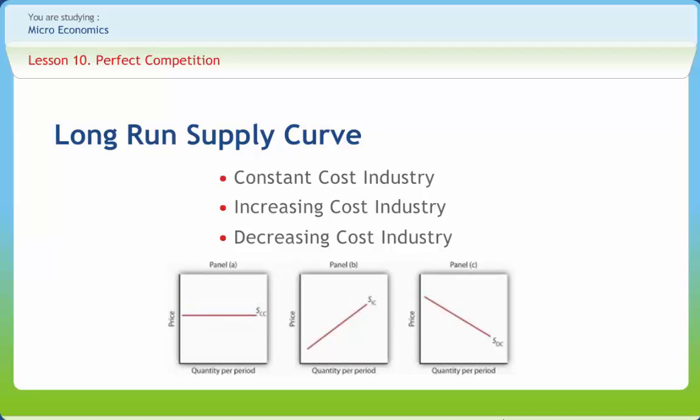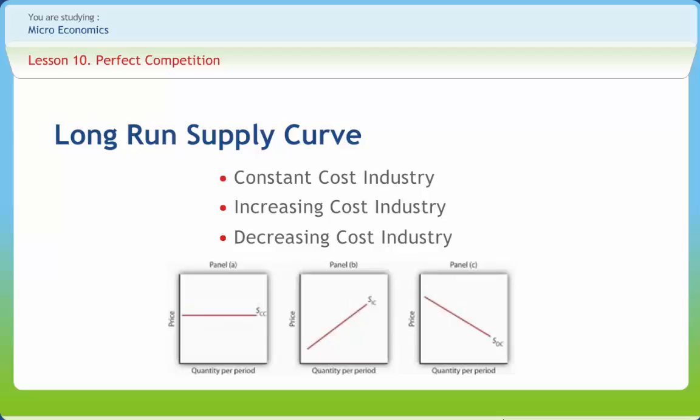A decreasing cost industry is where long-run supply is falling, as in panel C, where SDC depicts the supply curve under decreasing costs. Alienation of labor and middle management must occur in these industries. New entrants to the industry make it cost-effective for suppliers.